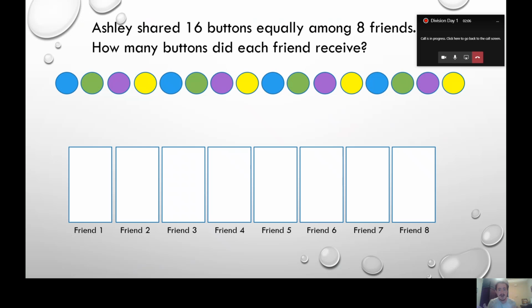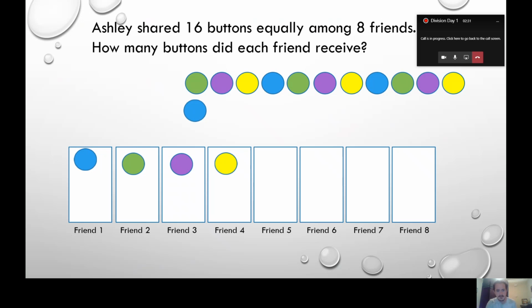Now, if I'm going to split up my buttons to find out how many buttons each friend gets, I have to make sure I do it equally so that it's fair. So I'm going to do this by putting 1 button in each of my friend boxes first. So here's 1 for friend 1, 1 for friend 2, 1 for friend 3, 1 for friend 4, 1 for friend 5, 1 for friend 6, 1 for friend 7, and 1 for friend 8. Now everybody has 1. Everybody has an equal number of buttons, but we still have buttons left over.